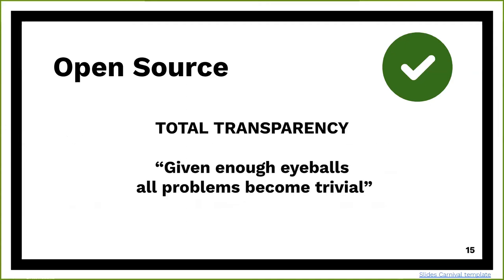So it's based on total transparency. Everything gets uploaded to the internet and you can see everything in its minute details. And there is this saying from the open source community, which is, given enough eyeballs, all problems become trivial, which means if you have enough people looking at something, then big problems become something easy to solve, right? So it's powered by transparency, trust by transparency, and trying to implement this idea that research and science should be a collective and a community effort and not an individual effort.